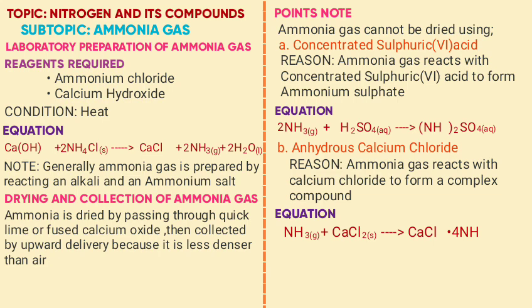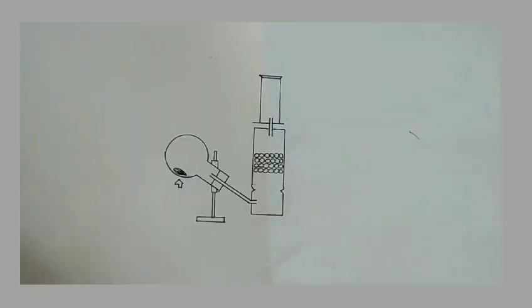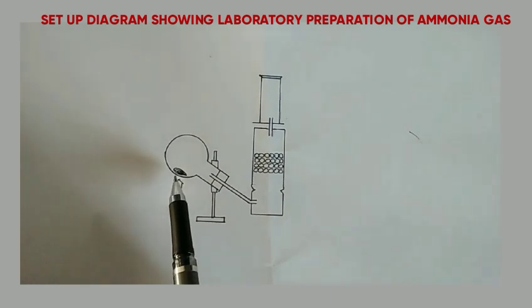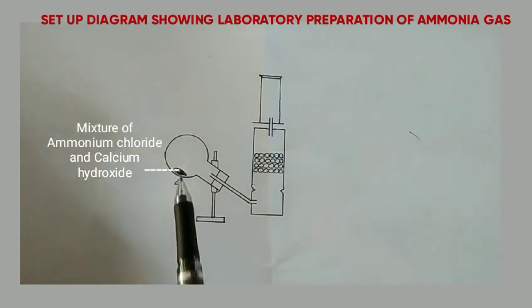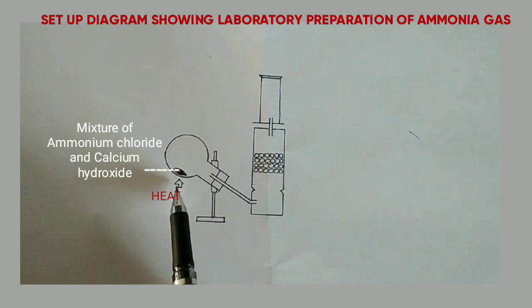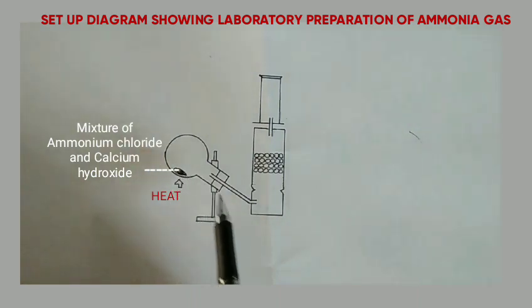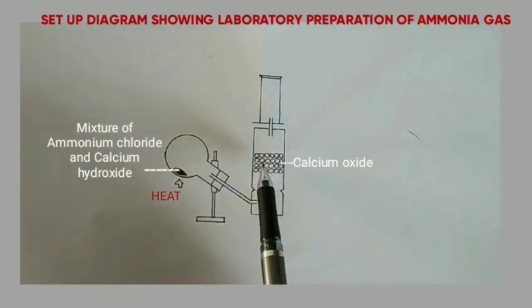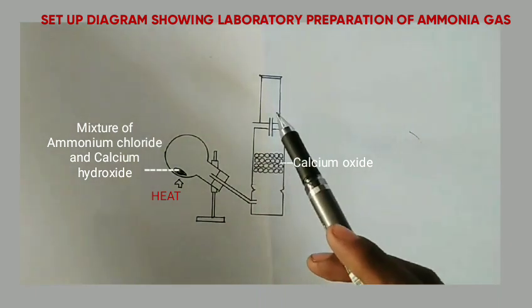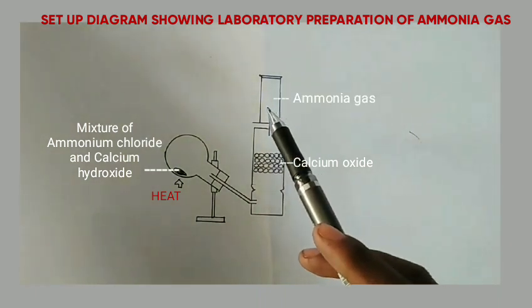The diagram below shows laboratory preparation of ammonia gas. So we place here the mixture of ammonium chloride and calcium hydroxide, where it is heated. The gas is formed here. It's passed through the calcium oxide. That is collected by upward delivery because, as I say, it's less dense than air.